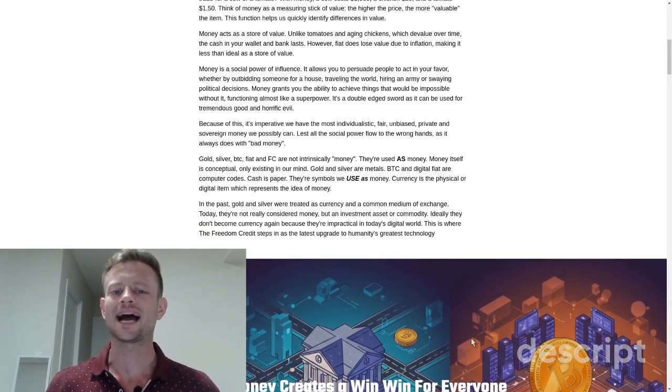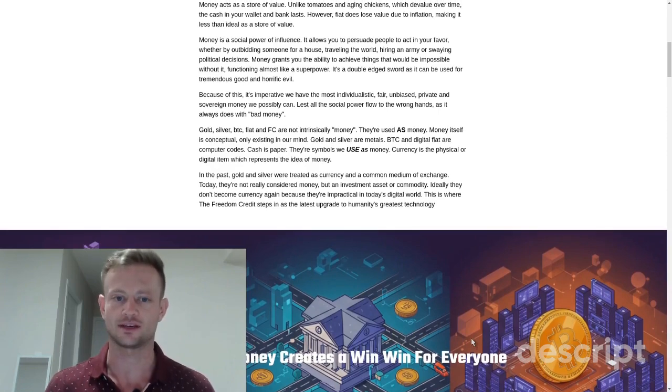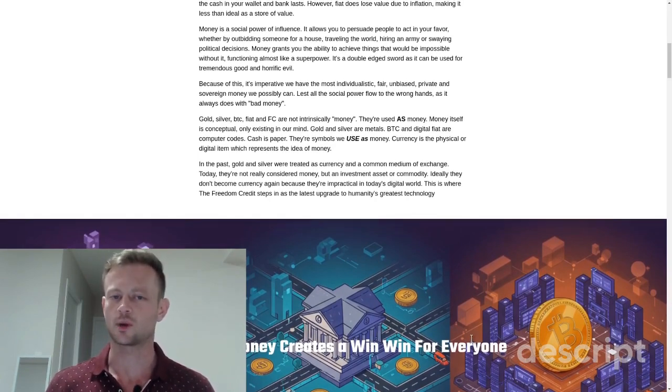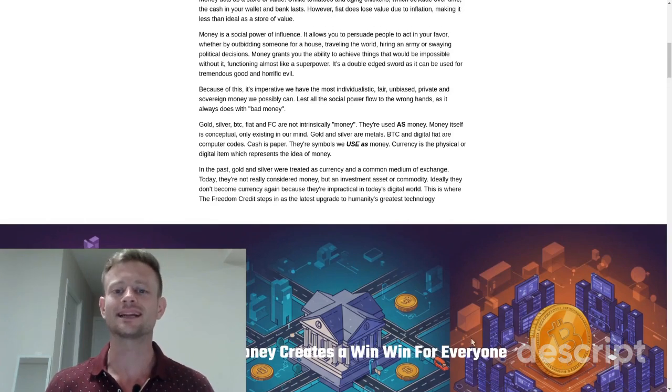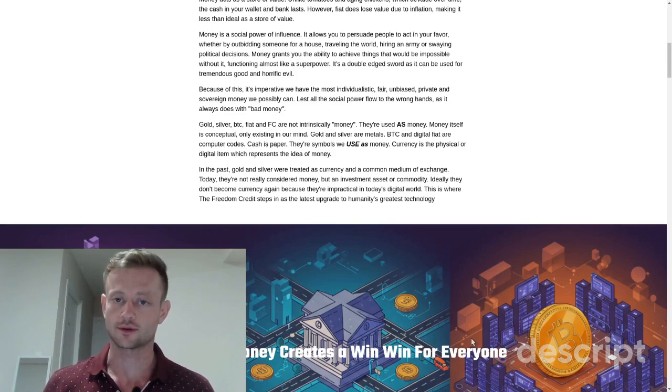Money is a social power of influence. It allows you to persuade people to act in your favor, whether by outbidding someone for a house, traveling the world, hiring an army, or swaying political decisions. Money grants you the ability to achieve things that would be impossible without it, functioning almost like a superpower. Although it's a double-edged sword, as it can be used for tremendous good, but also horrific evil.